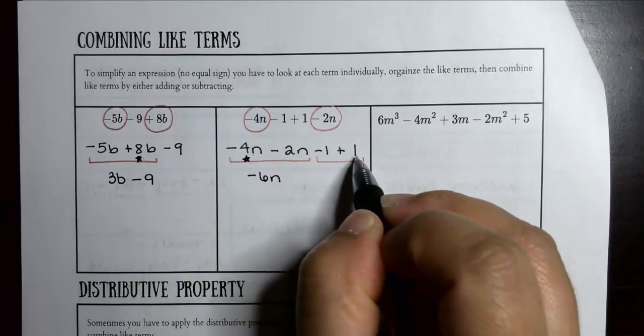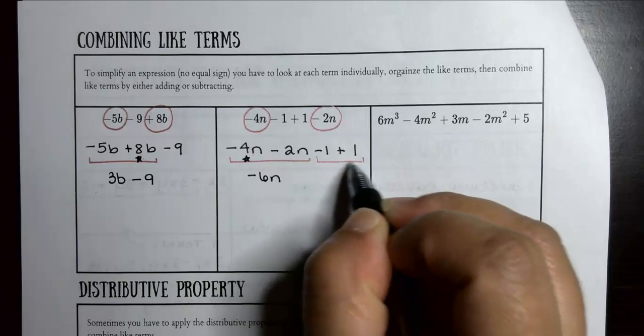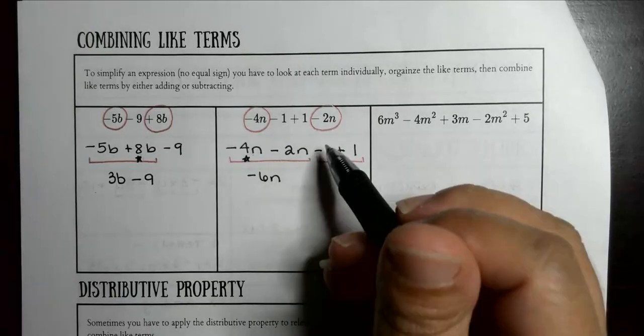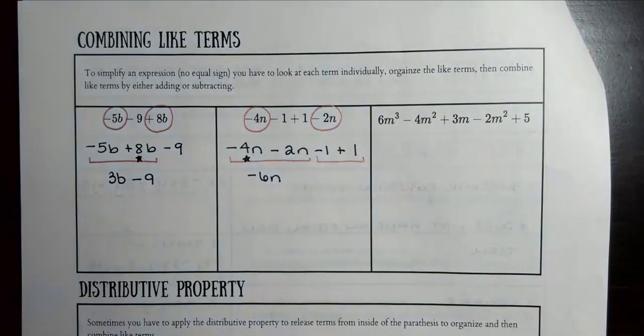And then once again, the signs are different. This is a negative, this is a positive, so we're subtracting. 1 minus 1 is 0. We don't have to write down zeros, so there's nothing to bring down, and our answer is negative 6.